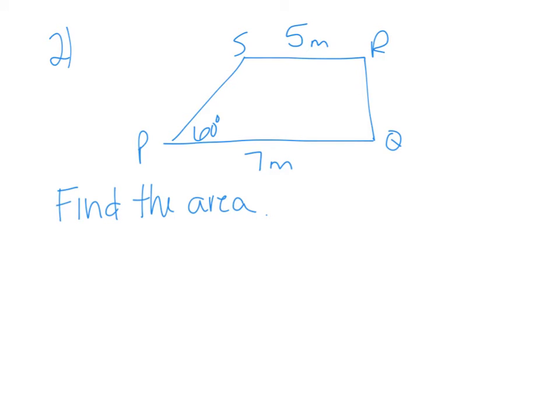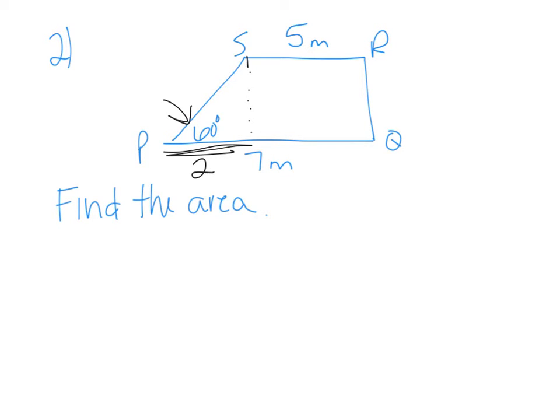The next example is an example where we're trying to find the area of another trapezoid, but this time we don't know the height. We know the bases, and we also know this angle right here. So if we were to draw our height here, this would make a right triangle. Fortunately, we do know that this is 7 minus 5, so that's 2.